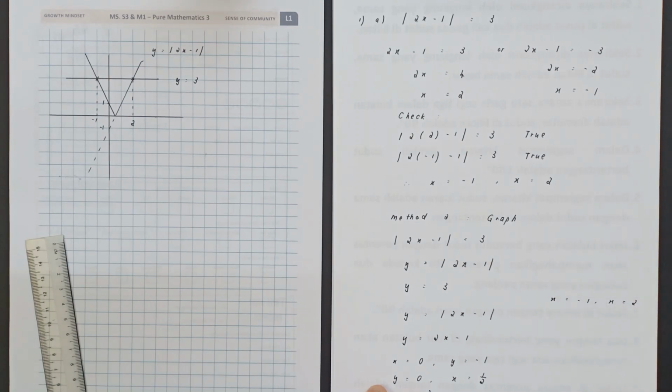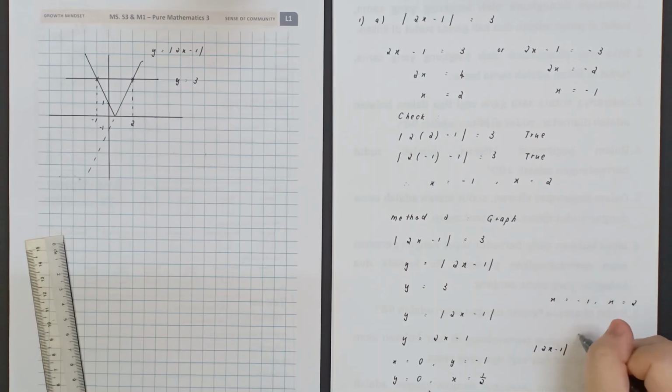Okay, so the other way of drawing the graph is to try using the definition. Instead of finding the points, it's the same thing, you still need to find the points, but the different approach is to take modulus 2x minus 1. There will be two cases.